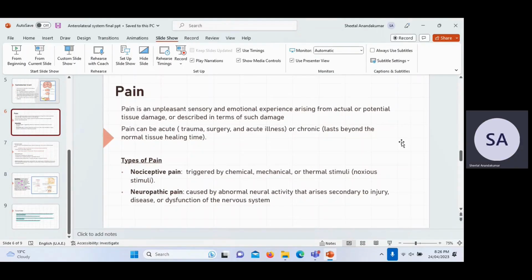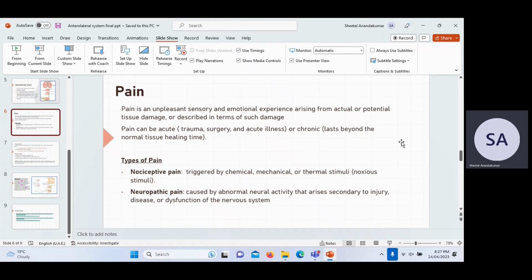Pain is an unpleasant sensory and emotional experience that arises from actual or potential tissue damage. Pain is always subjective. Pain can be acute or chronic. Acute pain is mainly associated with surgery, trauma, or an acute illness. It's a warning signal that indicates actual or potential tissue damage. It triggers a protective reaction in order to prevent further tissue damage.